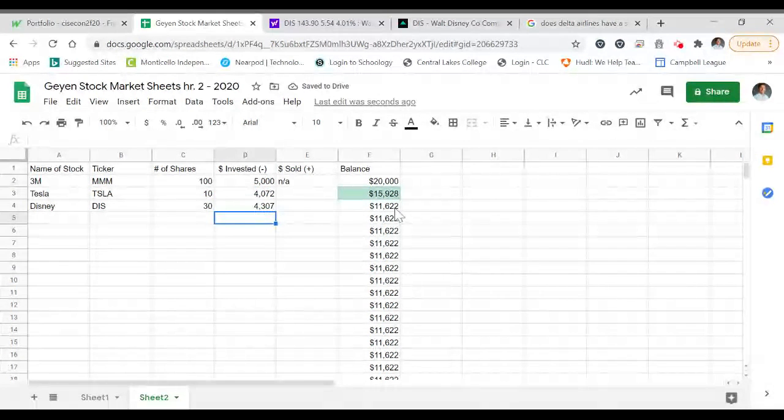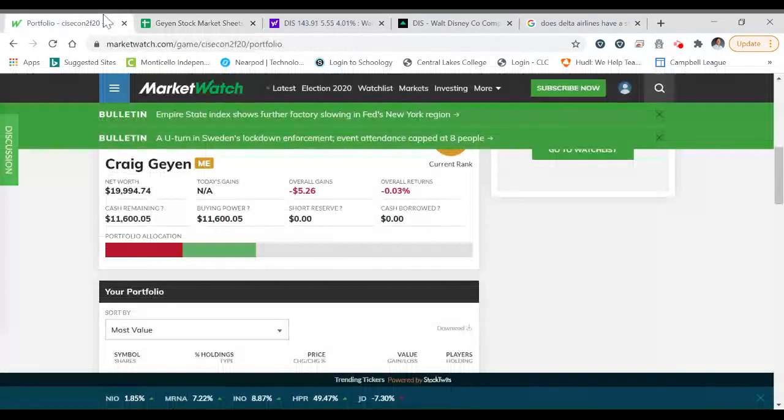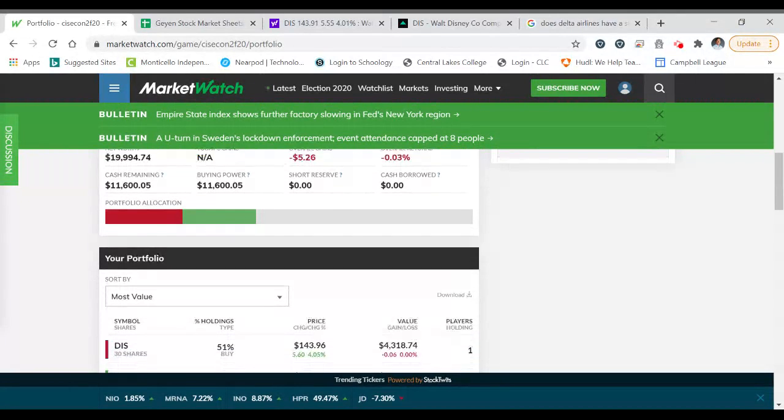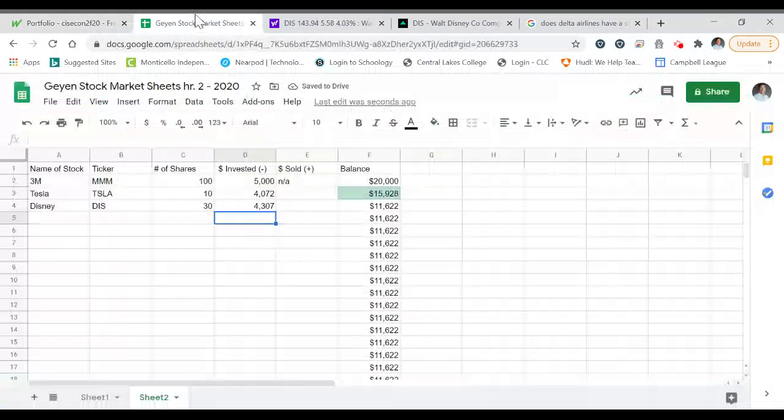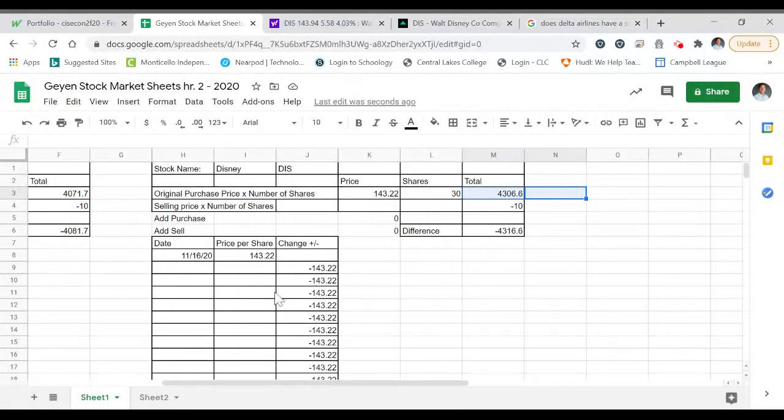The main reason is it probably changed prices a little bit when I bought it. Here it says I executed it at 143.96, and I put in 143.22. So I bought it at a little bit higher price than what I originally was going to buy it at. So you can always change that if you want to 143.96. Or if you happen to forget something, you can always scroll down here to the history, and this will tell you when you bought your stocks here, and how much did you buy them for and how many.